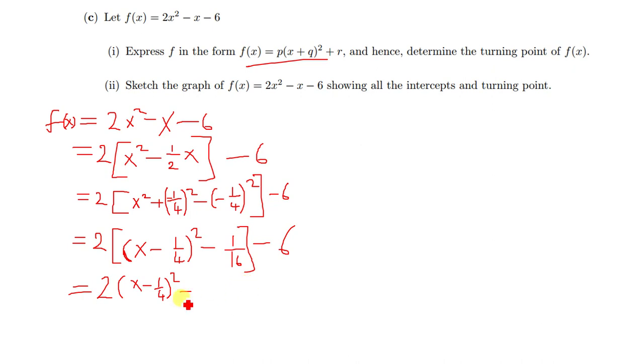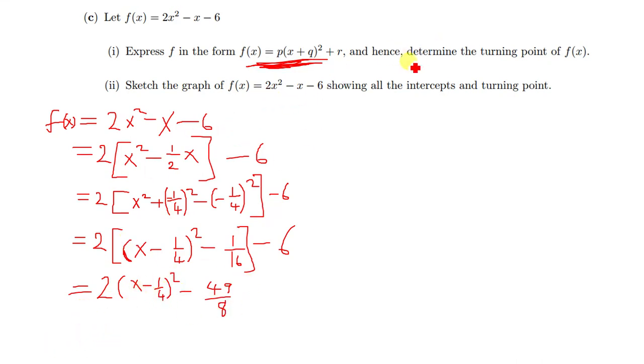You get negative 49 over 8. So this is basically what they wanted you to do by this question. Yeah, in this question they wanted you to do this. So this question is done.